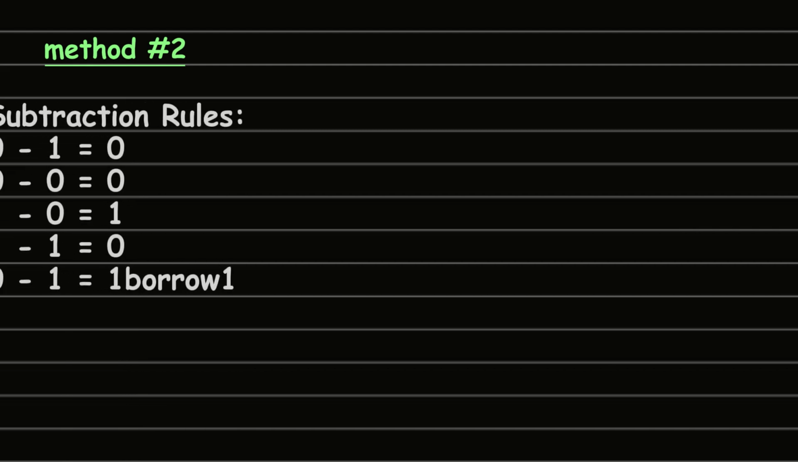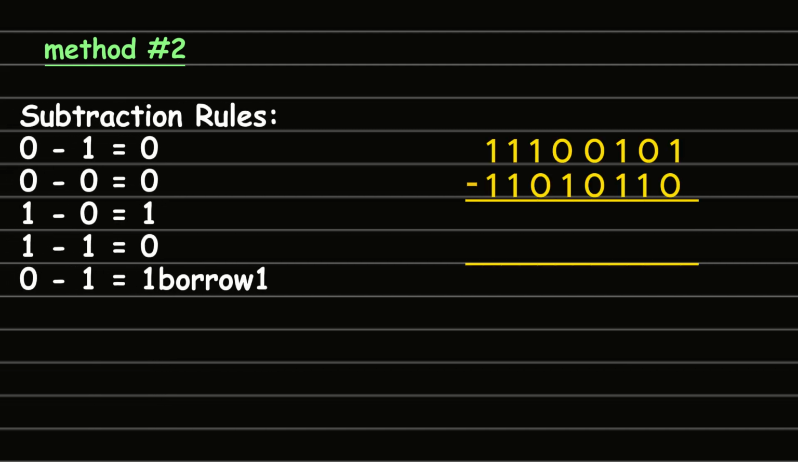Although I recommend following the first method, let's still take a look at the second one, for which you must remember these subtraction rules. Starting from the right, 1 minus 0 is 1. 0 minus 1 is 1 borrow 1. So here we need to borrow from the neighboring bit.